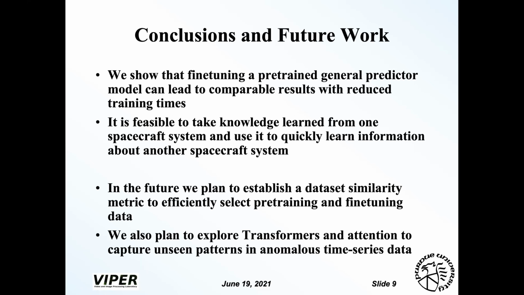So to conclude, in this paper, we basically show that fine-tuning a pre-trained general predictor model can lead to comparable results for anomaly detection with reduced training times. And then we also show that it's feasible to use knowledge learned from one spacecraft system to quickly learn information about another spacecraft system. In the future, we plan to establish a dataset similarity metric to efficiently select pre-training and fine-tuning data to make the process more efficient, and also look at transformers and attention because these capture more unseen patterns in the anomalous time series data.